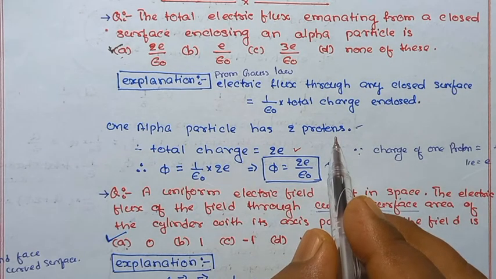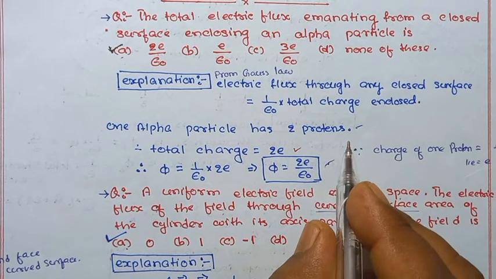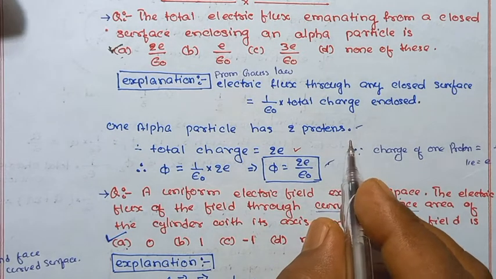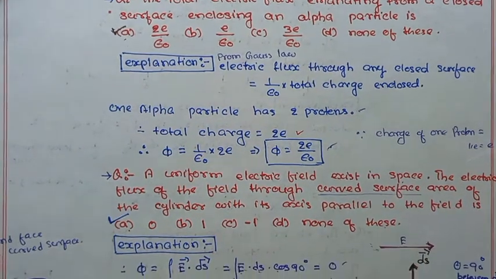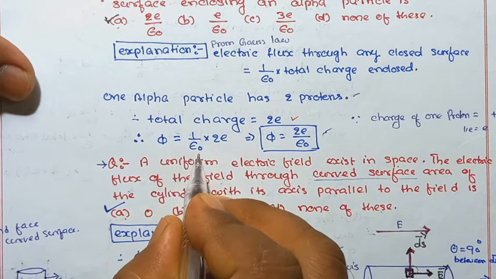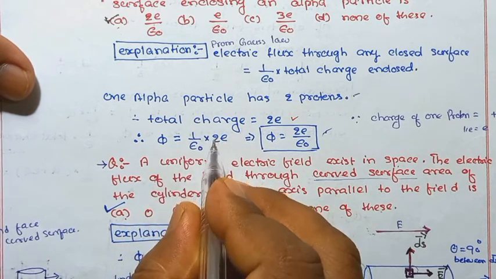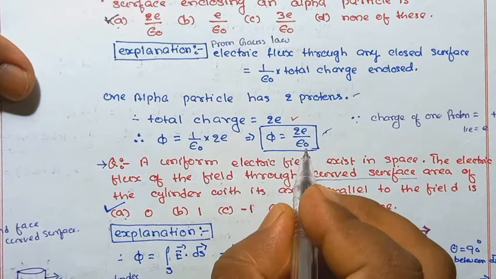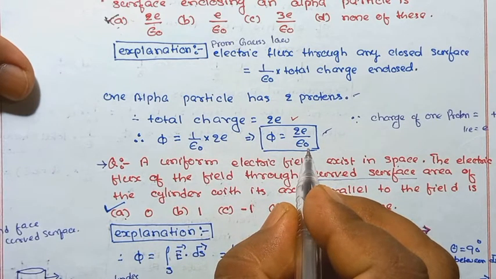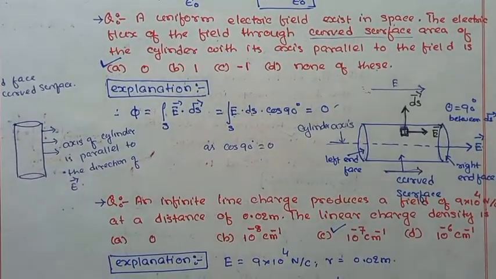So the charge enclosed by the surface is 2e. So total charge is equal to 2e. So total electric flux through the closed surface phi is equal to 1/ε0 times 2e. After simplification here we will get phi is equal to 2e/ε0. ठीक है, now we will go next question.